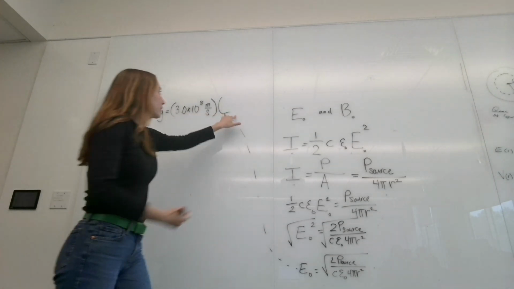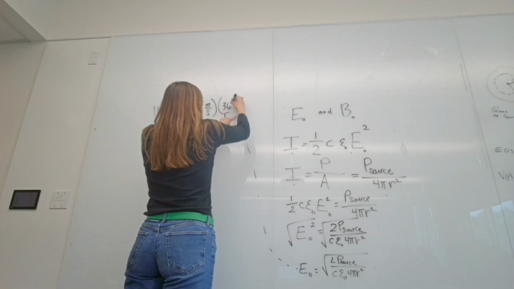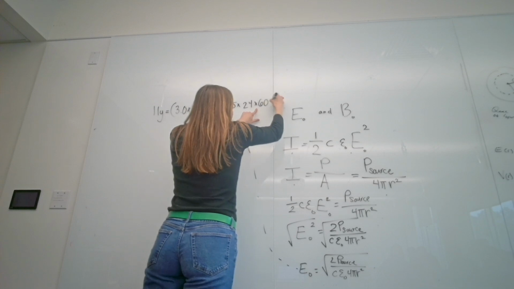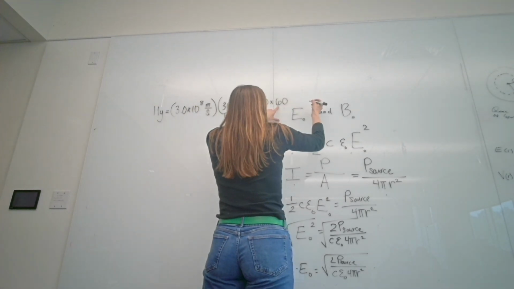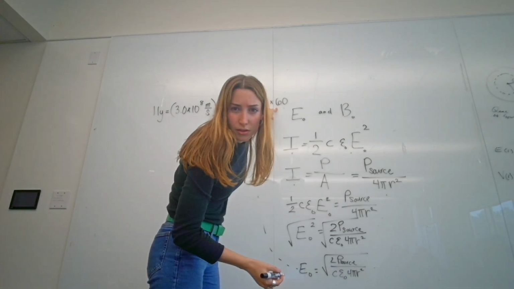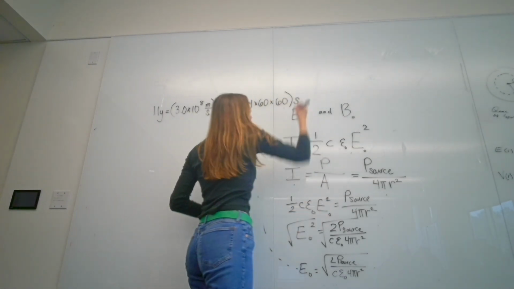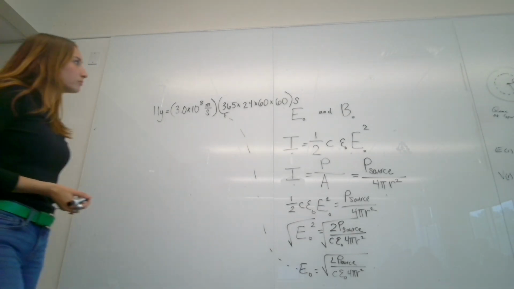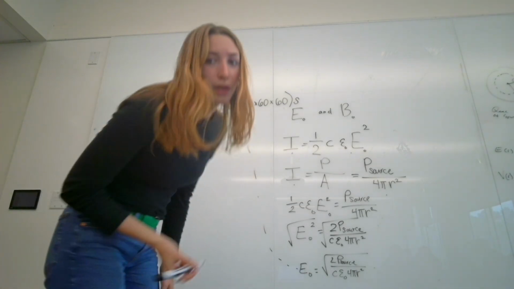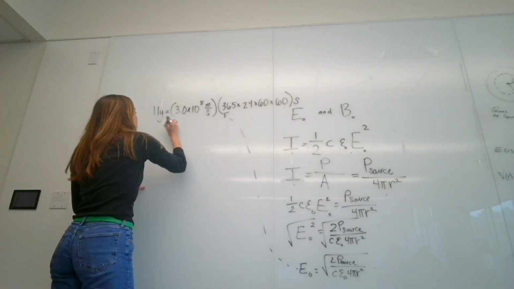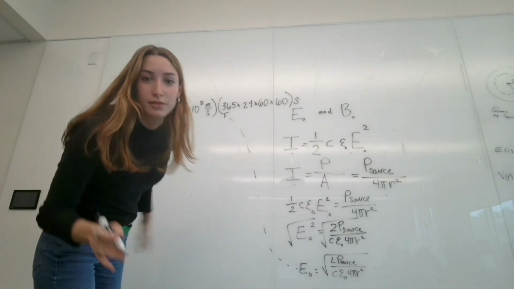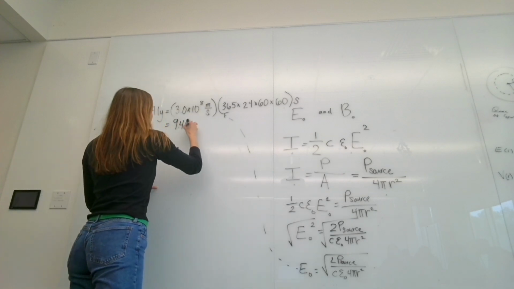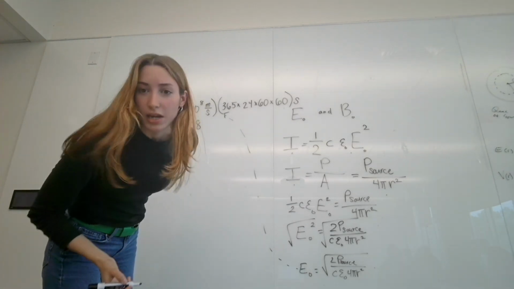So for light to travel in 1 year, we need 365 days, 24 hours in 1 day, 60 minutes in an hour, 60 seconds in a minute, and that's it. Do we understand that conversion? Kind of. Okay. And when you do that, you should get that 1 light year, which is the distance, is 9.4608 times 10 to the 15th meters.